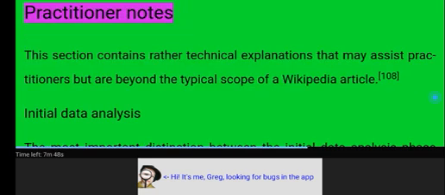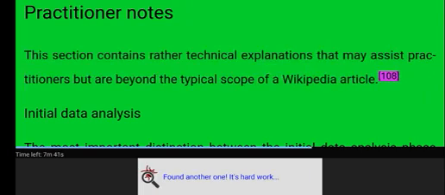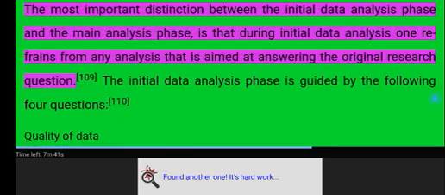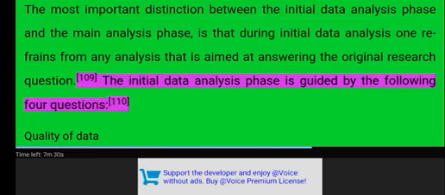Practitioner notes. This section contains rather technical explanations that may assist practitioners but are beyond the typical scope of a Wikipedia article. Initial data analysis. The most important distinction between the initial data analysis phase and the main analysis phase is that during initial data analysis one refrains from any analysis that is aimed at answering the original research question. The initial data analysis phase is guided by the following 4 questions.